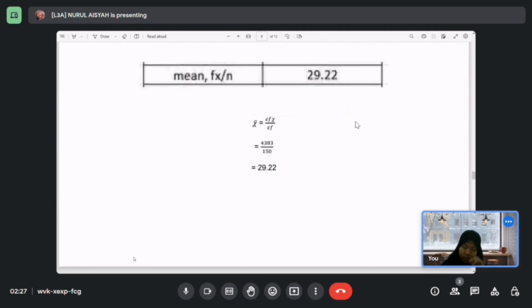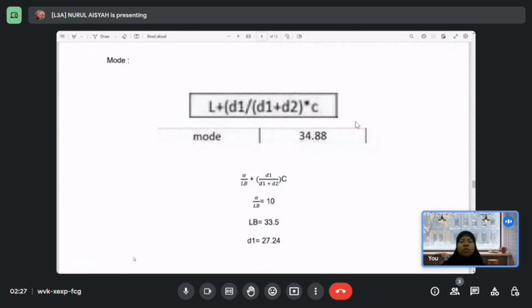For the second one, mode. For the mode, we take the lower boundary plus D1, which is the frequency before, and D2 is the frequency after, and C is the class size. So D1 over D1 plus D2, multiplied by C. So the answer is 33.5.